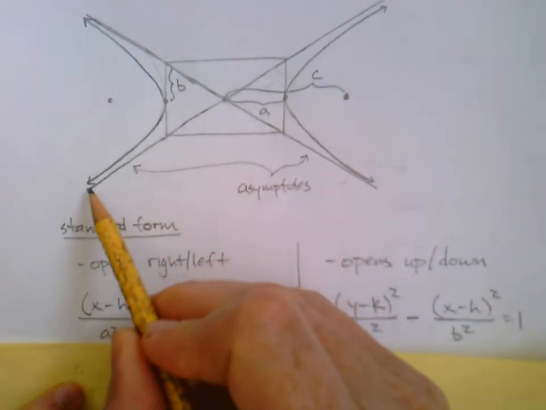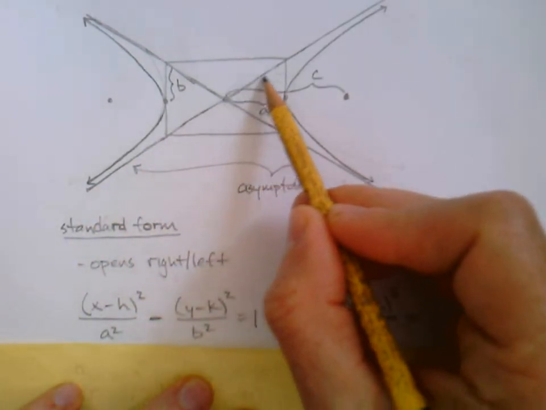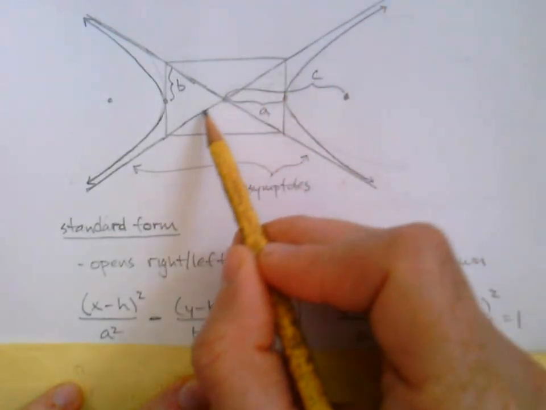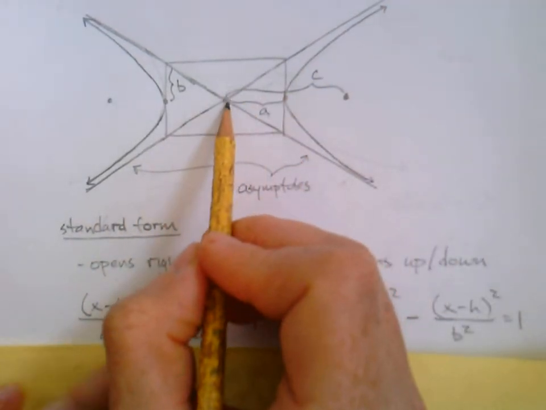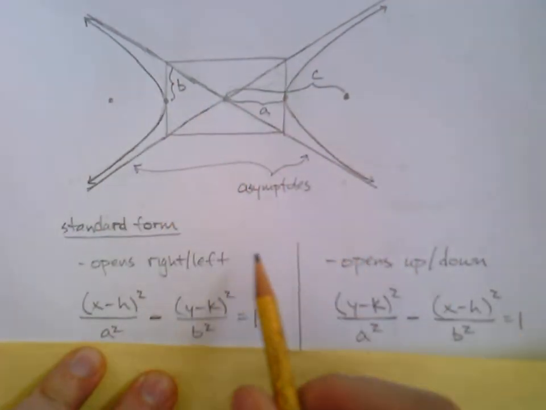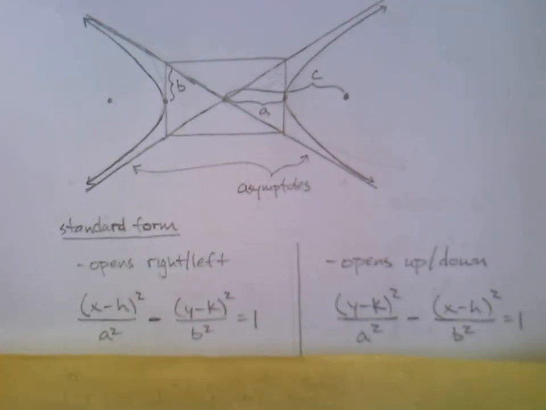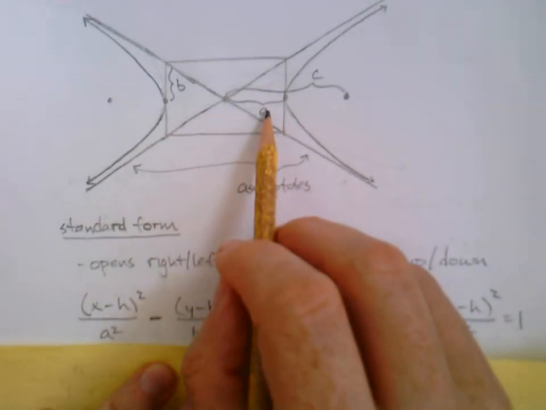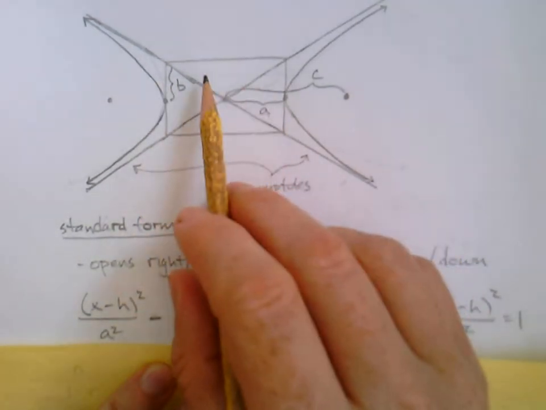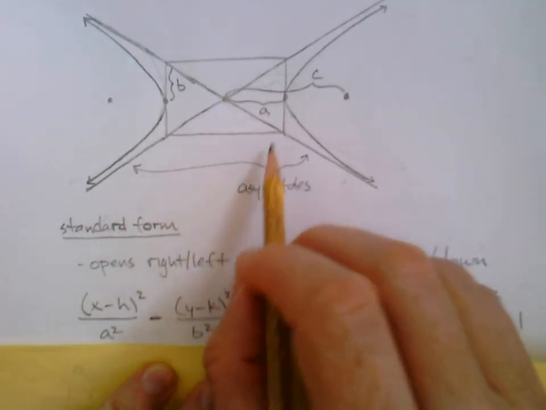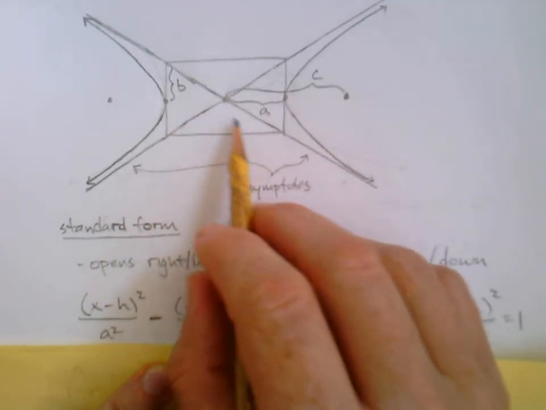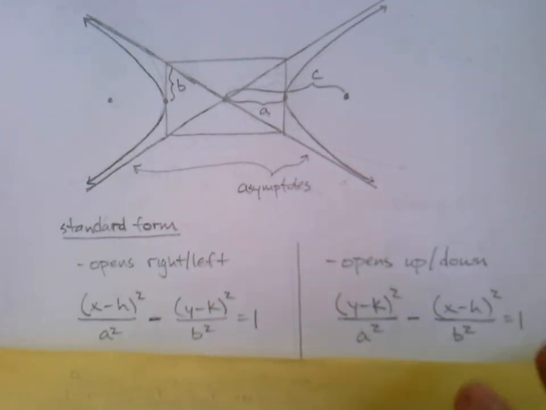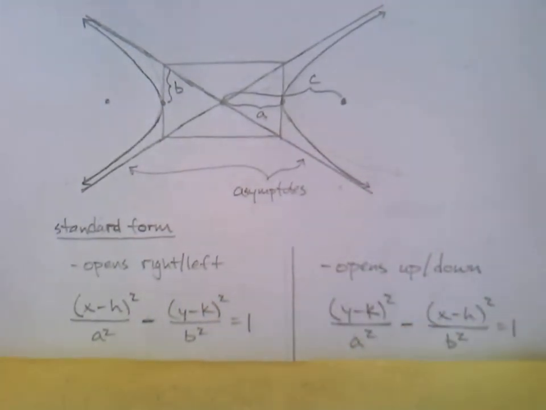Then you draw these two lines connecting the center to the corners of that rectangle. The center to the corners. And we call those the asymptotes. So we can see how A and B are connected with the asymptotes. C is going to be connected to the values of A and B in a similar way as the ellipse, with the Pythagorean theorem. It's not exactly the same, but it's very similar.